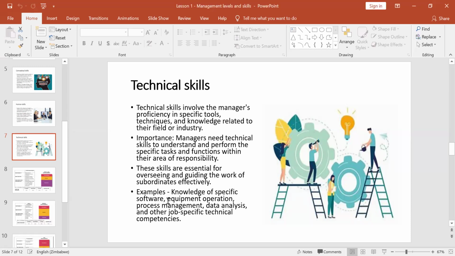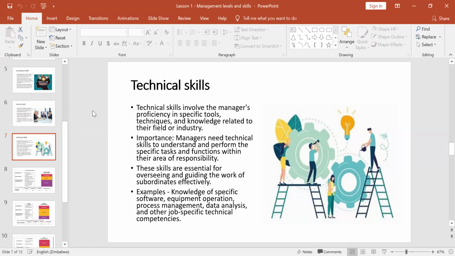We have knowledge of specific software, the IT guys; equipment operation, the manufacturing guys; process management, production management, data analysis, and other job-specific technical competencies. The importance of this is that as a manager, when you are managing a team of people, you need to have knowledge of what those people are doing. How do you supervise people when you don't know whether what they are doing is right or wrong? So you need those technical skills.